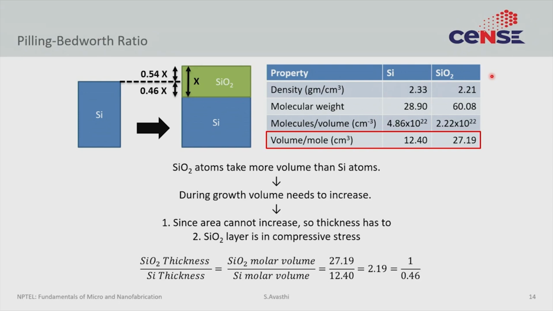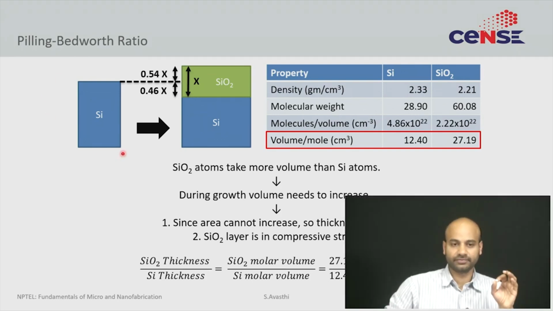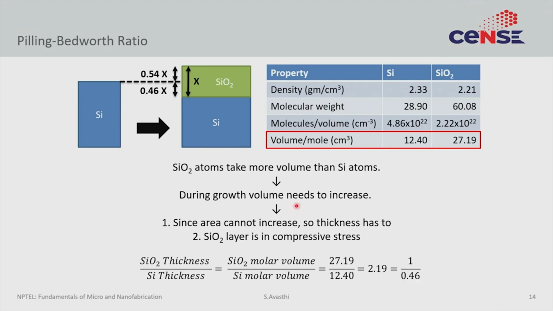If you look at this slide, I am trying to visually show you what I am talking about. If you start with a silicon wafer of a certain thickness T and you oxidize and grow a certain X thickness of silicon dioxide, that silicon dioxide thickness will be a little larger than what you expect, around 50% larger. The reason for that is the silicon dioxide atoms take more volume than silicon atoms. The volume growth requires that at least one of the dimensions must increase, since the area cannot change, the thickness does. The exact values can be calculated by looking at the molar volumes.